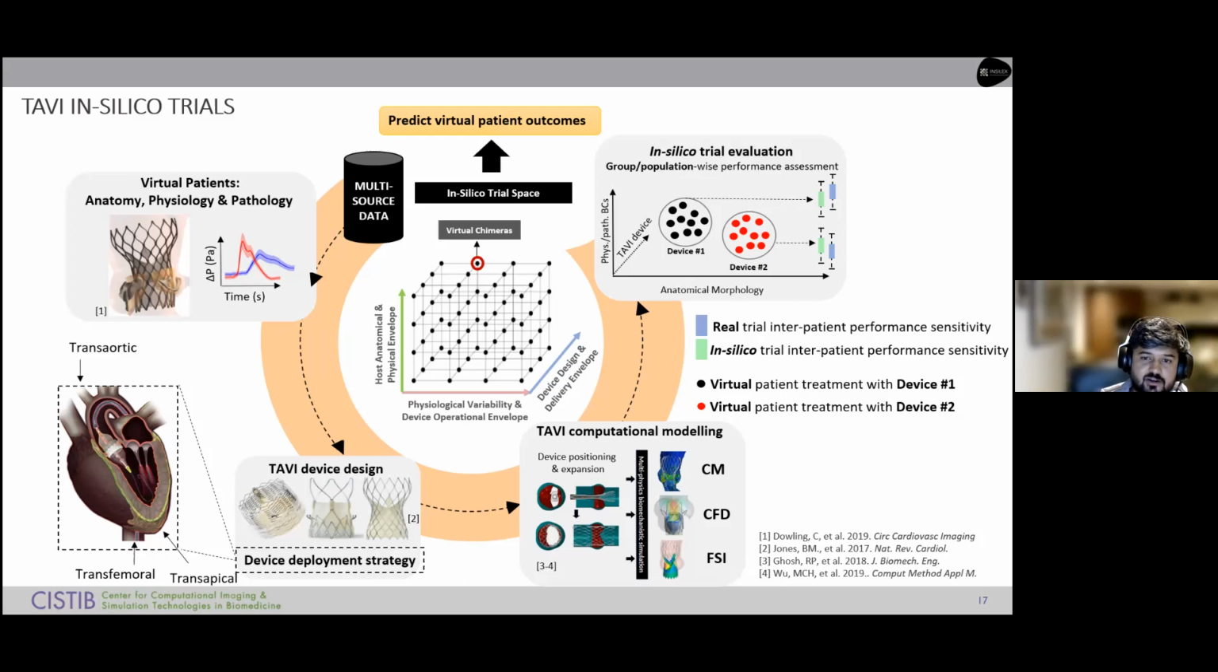So this type of paradigm to evaluate virtually the performance of devices in as many combinations of anatomical and physiological characteristics as you can build through multiple sources of data is extremely powerful. And this is the potential that we see in conducting in silico trials for medical devices in general, and for TAVI devices in particular.